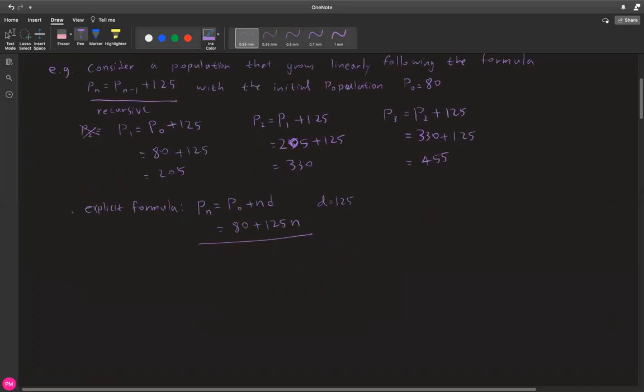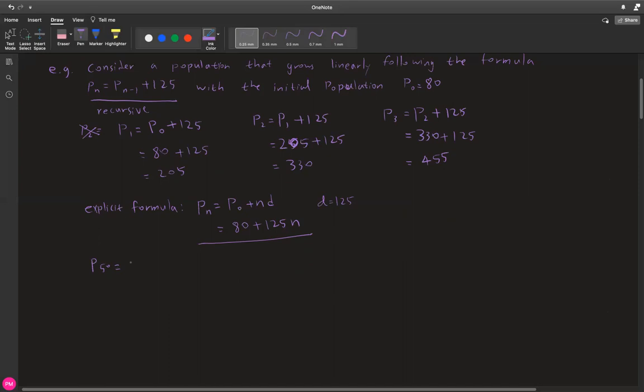For example, if you were to find P sub 50, let's say, with the recursive formula, you would have had to find P sub 49 in order to find P sub 50, which would also imply that you would have to find P sub 48 and P sub 47 and all the way down to here. So finding P sub 50 would have taken a very long time. But thank God for the explicit formula.